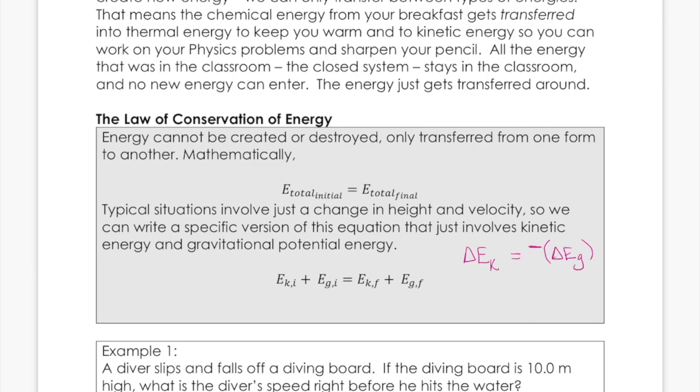Just as a reminder, kinetic energy is 1/2 mv squared, or we have the 1/2 m and then parentheses v2 squared minus v1 squared. And then remember that change in gravitational energy is going to be mass times the gravitational constant times delta H, or change in height.